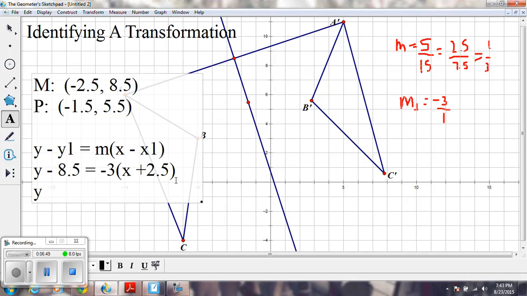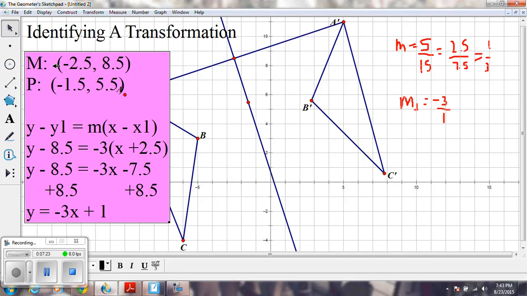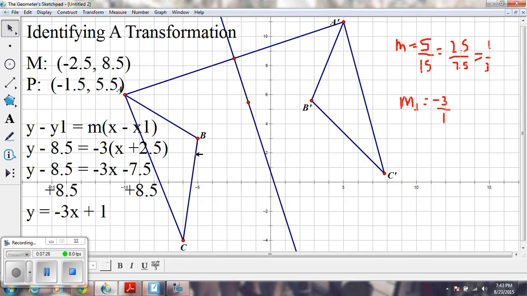y minus 8.5 would equal negative 3x, and then 3 times 2.5 is 7.5. That's a negative 3, so that would be minus 7.5. I will add 8.5 to each side, which leaves me with my equation in slope-intercept form, y equals negative 3x plus 1. Okay? And that means my slope was negative 3, and my line should have crossed at positive 1.